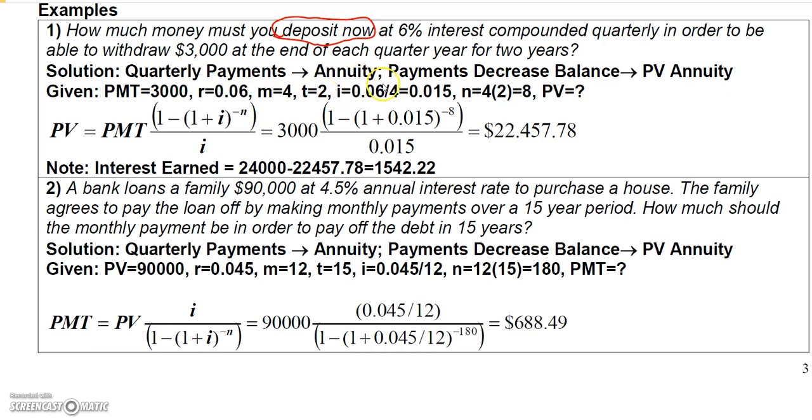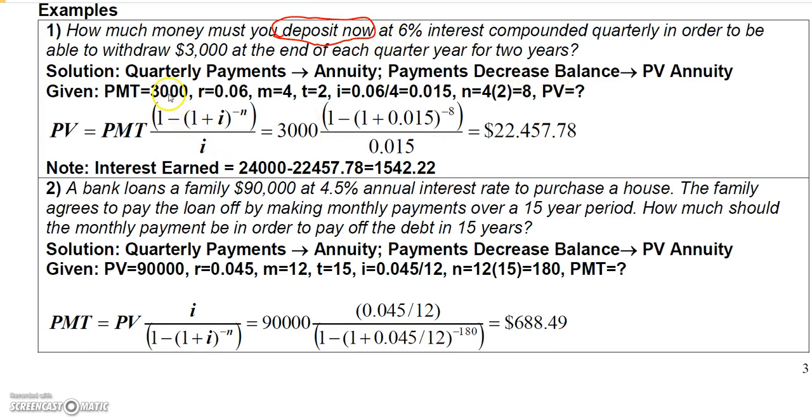But here's the catch. These payments that you withdraw, the $3,000 payments, they're actually going to decrease the balance of that money that you deposit now. So since those payments decrease the balance, this is a present value annuity. And since we want to know how much we need to deposit now, we're looking for the present value.